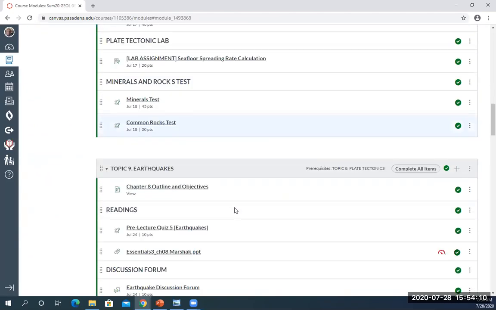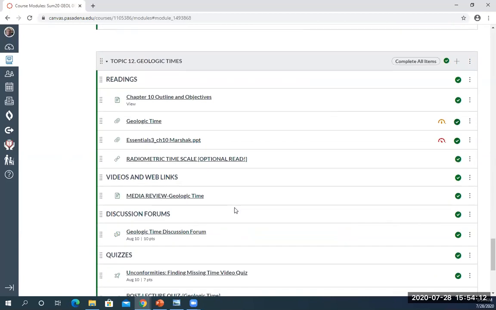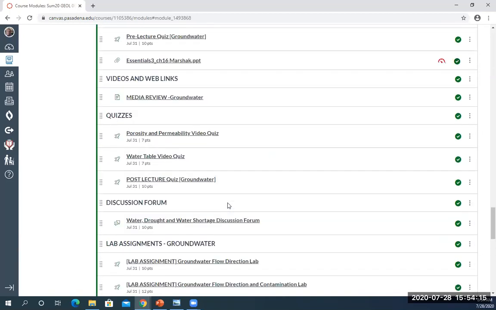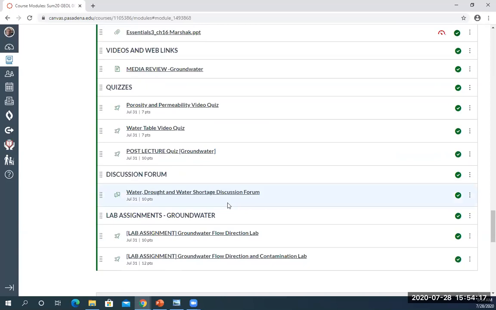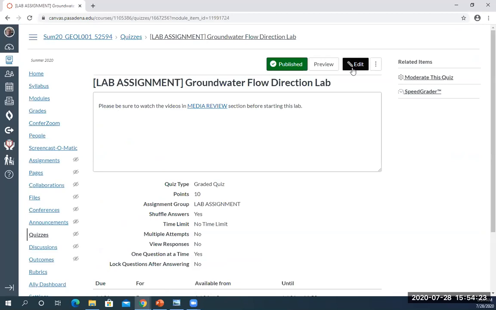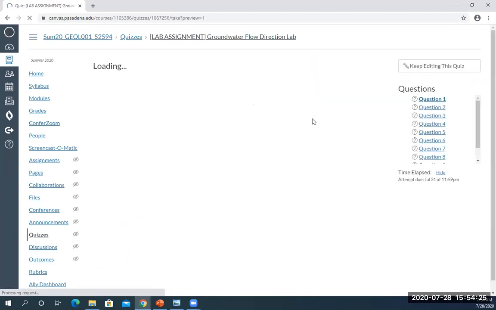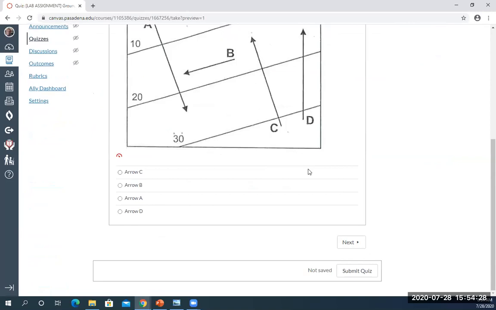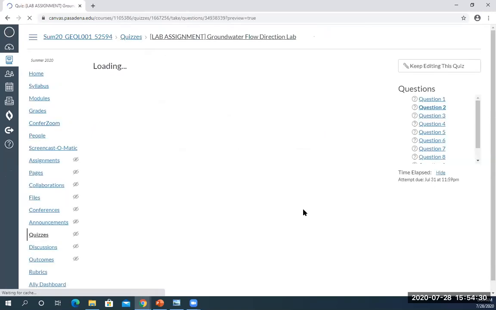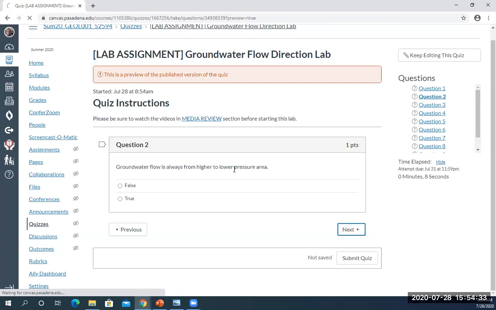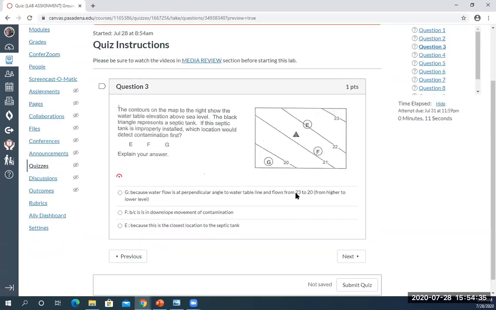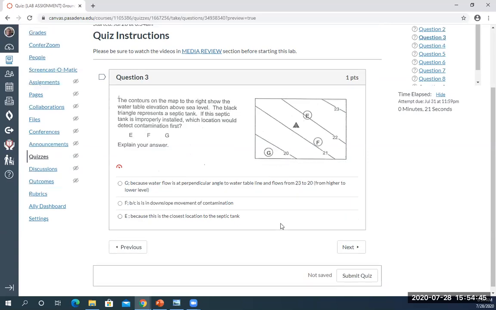You see here the two assignments for the groundwater. One is the groundwater flow direction lab. This is something similar to what I said. This is the preview of that, and you see here similar material that I covered, showing some kind of question you need to answer. These are all water table lines, and you have to understand which direction the water flows to understand which house gets contaminated, etc.